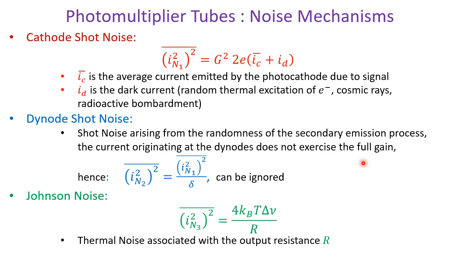So now let's look at the heart of it, which is the noise mechanisms. So clearly there is going to be a cathode shot noise, right? Because there is an average current I can associate with the photocathode signal itself. My signal is coming in with this average current, but there is also a dark current. Because these are extremely sensitive devices, random thermal excitation of electrons can also lead to generation of that electron from the photocathode, right?